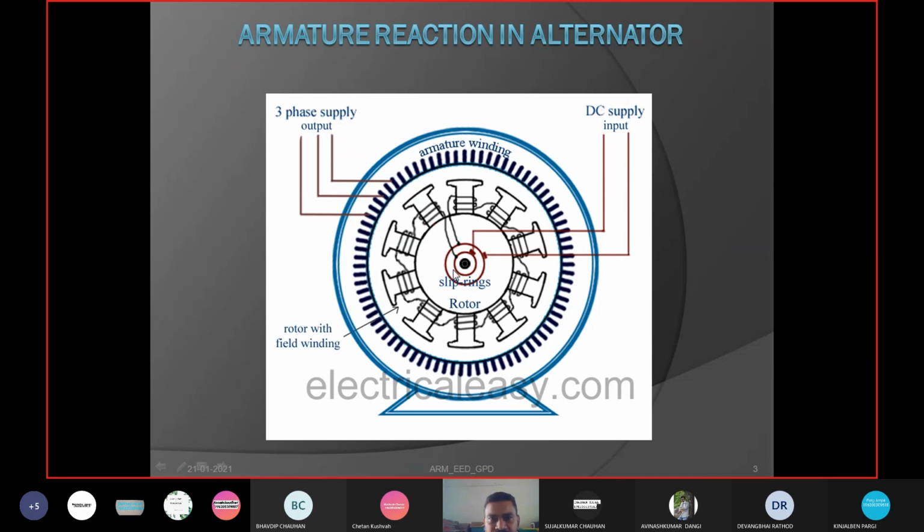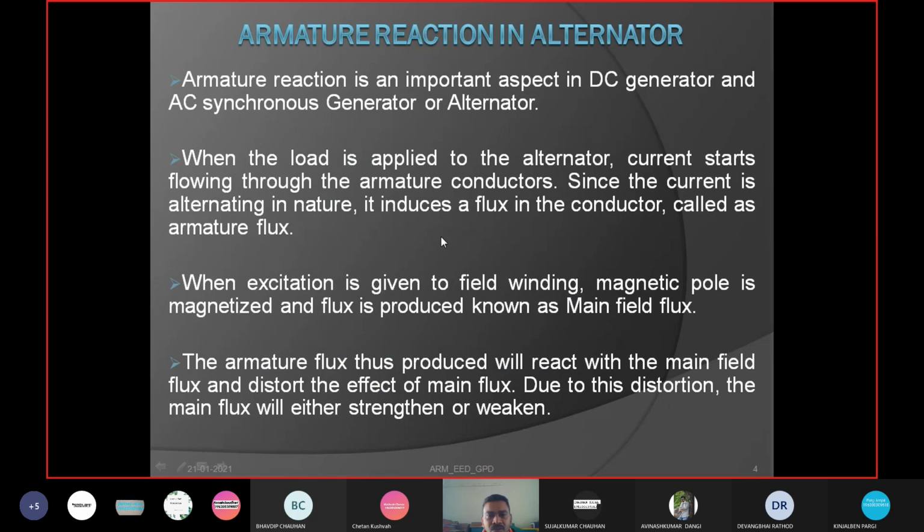Understood the definition of armature reaction? The effect of armature flux on main field flux is known as the armature reaction in alternator. Due to this, the main field flux will distort. Due to the effect of armature flux, the main field flux will either strengthen or weaken.